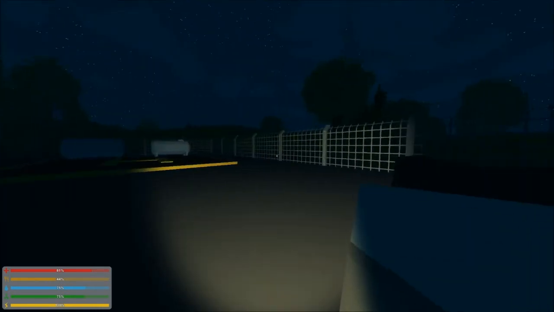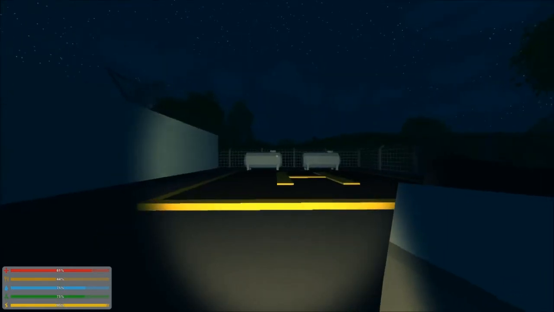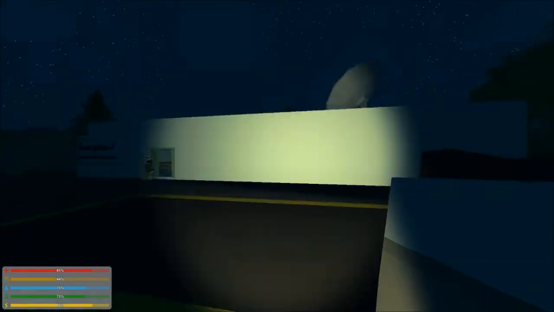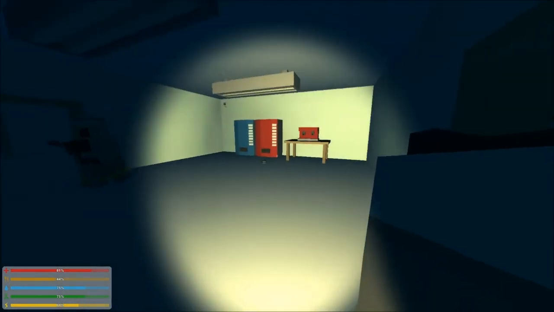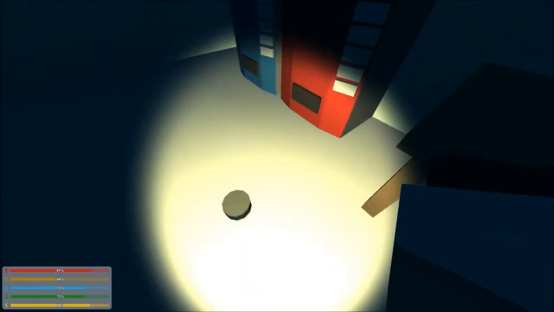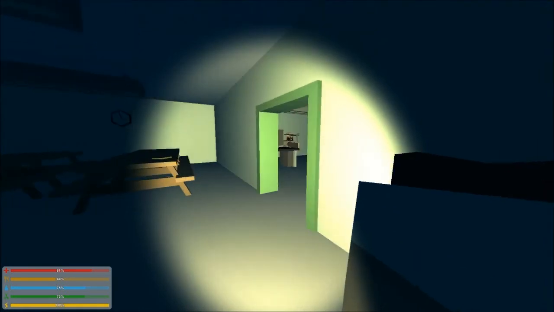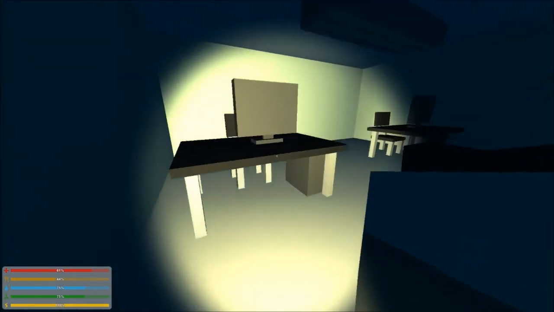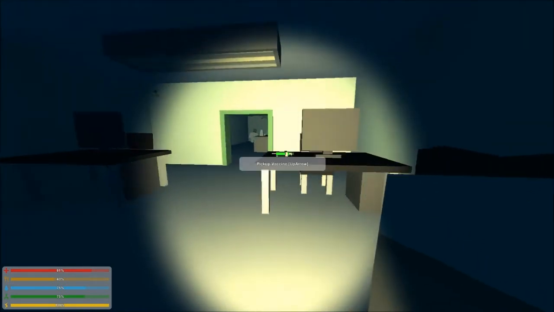Look at this. Scorpion. Okay, now remember what I said about all the guys in white. Scorpion 7, Institute of Tomorrow. So this is like a big, creepy base thing. Definitely science. A crossbow and science-y place. What's this? Chemicals, yay! You can use that for crafting certain things. So they're scientists. I heard a moan. There may be trouble in here. I can see a couple of zombies there.